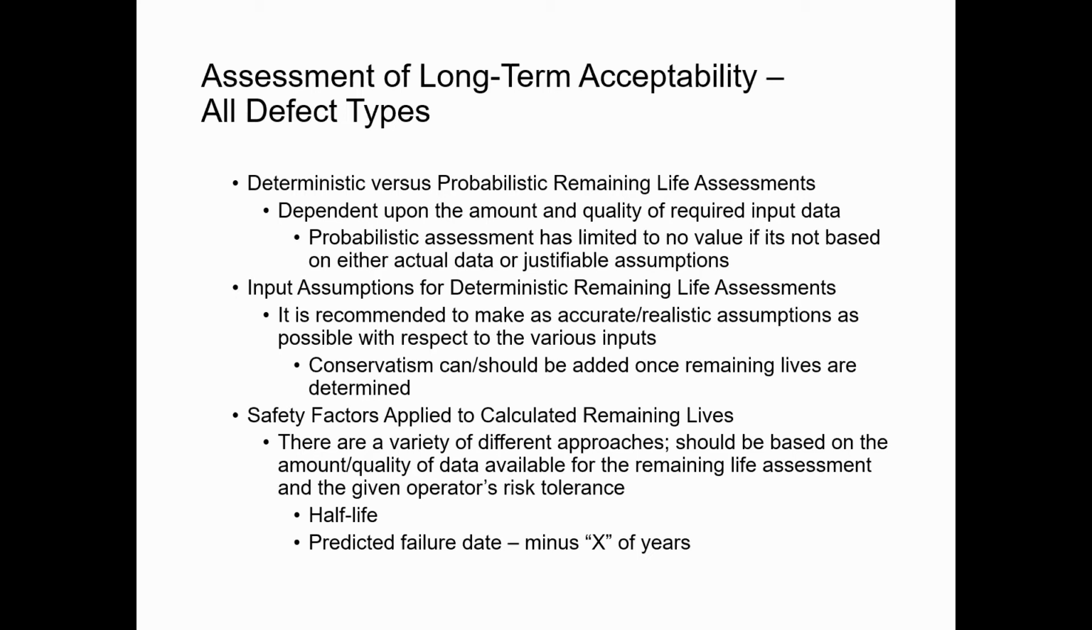The safety factors applied to calculated remaining lives. So our recommendation would be to calculate the remaining life to the date of failure, and then you have a couple of options. You can take the half-life of that remaining life, or you can take the predicted failure date and minus X number of years. So if you have 10 years remaining life, you could decide that you subtract 2 from it, you subtract 5, whatever the company feels comfortable with from a risk tolerance standpoint, and again, from the quality and the amount of data that you had that went into the remaining life calculation.